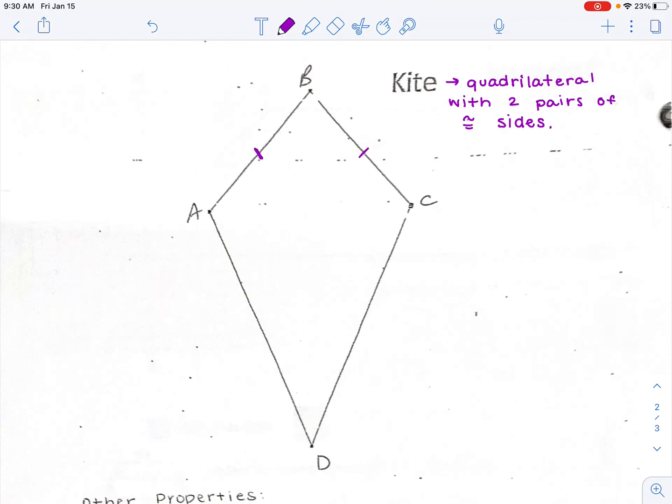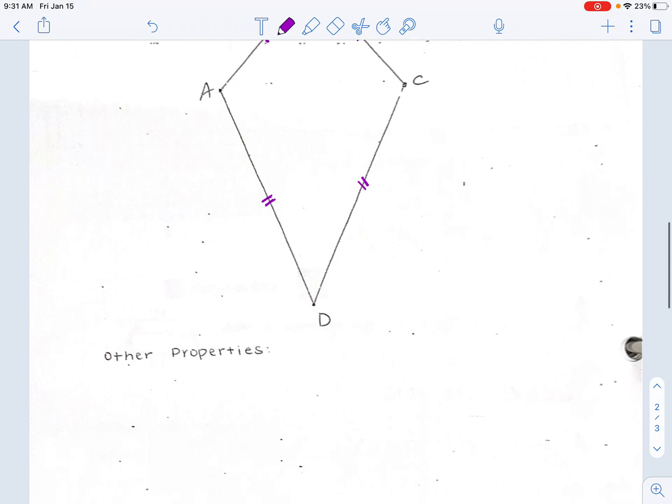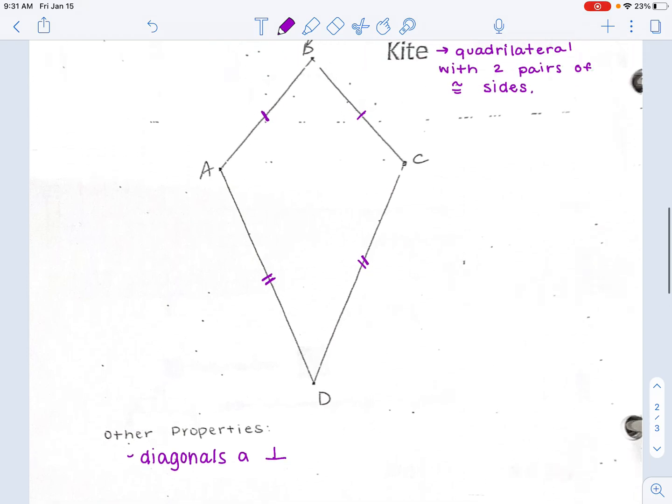But we know that AB is going to be congruent to BC, so the two sides that are connecting at that vertex, and AD is going to be the same as DC. Here are some other properties we can make about this kite. We know that the diagonals are going to be perpendicular. So if I draw on my diagonals, I know that they create 90-degree angles.